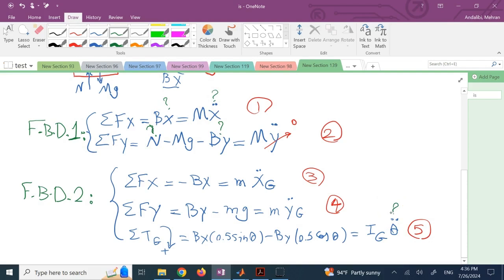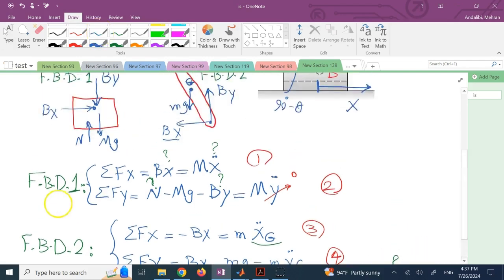And so far that's 5, right? Now if somehow I can figure out x double dot g and y double dot g in terms of x double dot and theta double dot, in terms of these two angular and linear acceleration terms, then I will have 5 equations and 5 unknowns, right? So if I can use the kinematics constraint and the fact that there is a pin connecting the two members together, and relate acceleration of g to b via rigid body kinematics equations, then yes, I will have 5 equations and 5 unknowns. So let's go ahead and use our kinematics now.